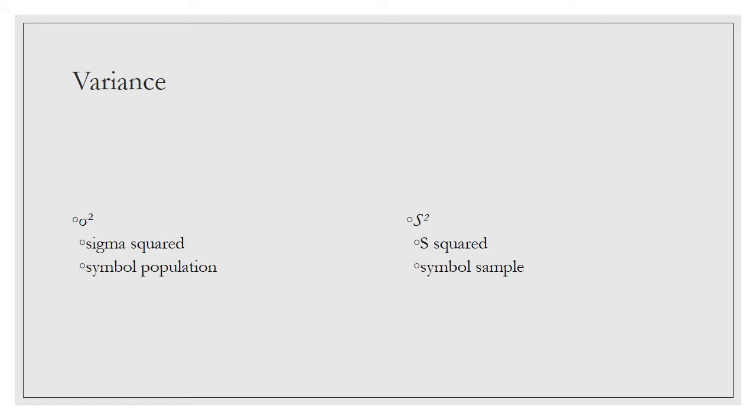Here are the symbols just as a quick refresher. Sigma squared is the symbol for population variance, and S squared is the symbol for a sample. So sigma squared is our population, S squared is a sample. Here are the equations.